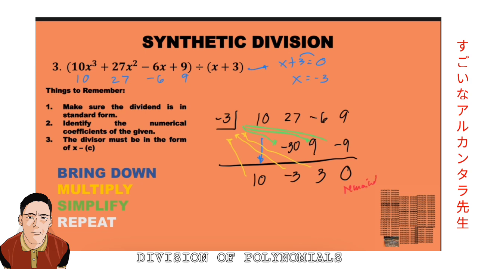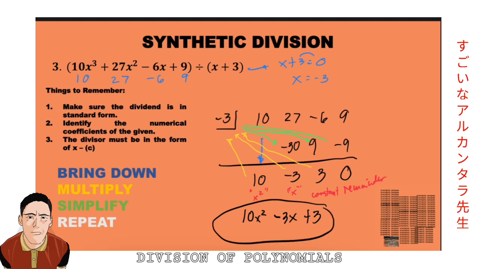So in this case, again, okay, let's make sure I'm correct. Remainder, constant, x squared. Okay, again, this one right here serves as their numerical coefficients. So this will be 10x squared minus 3x plus 3. No remainder, so this is your final answer.